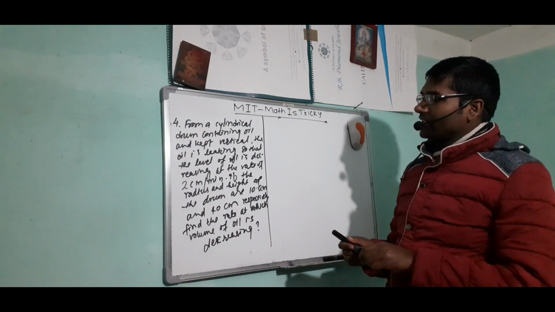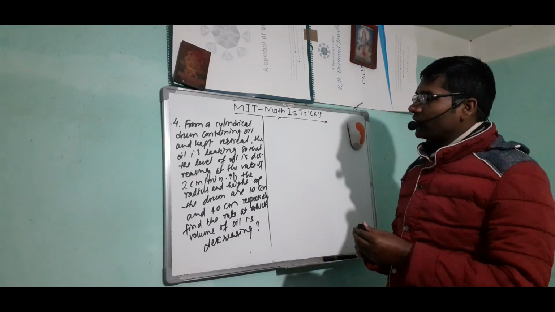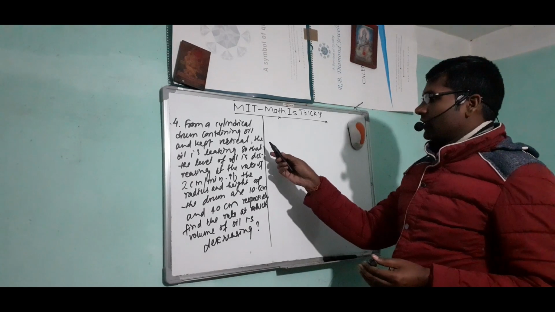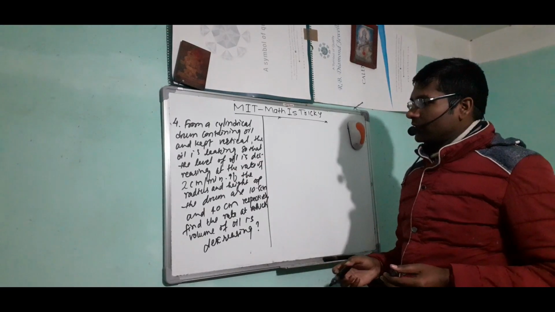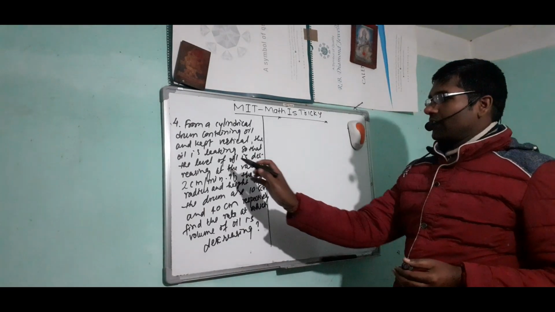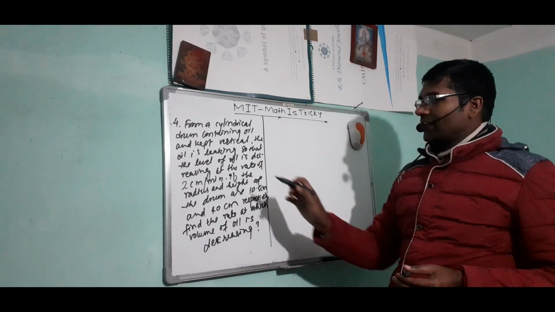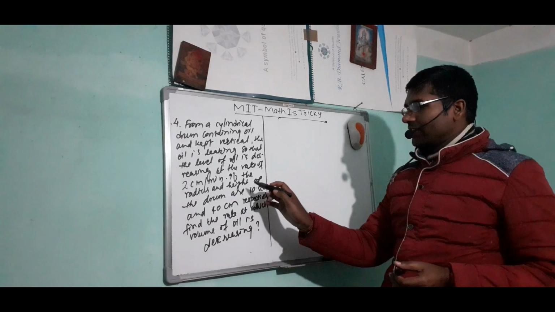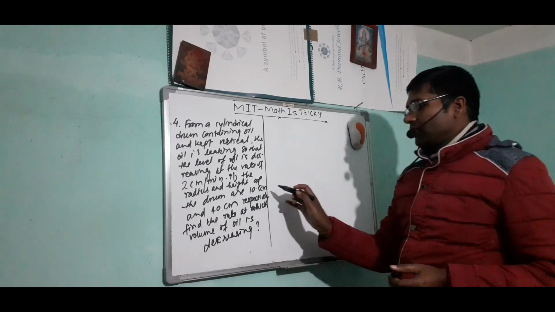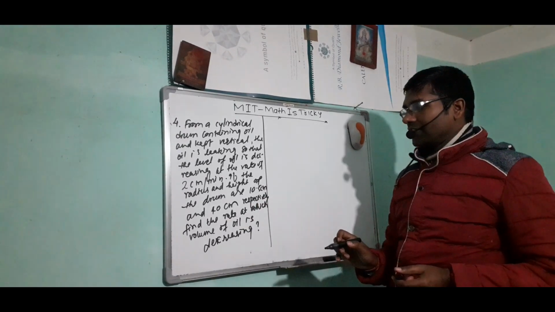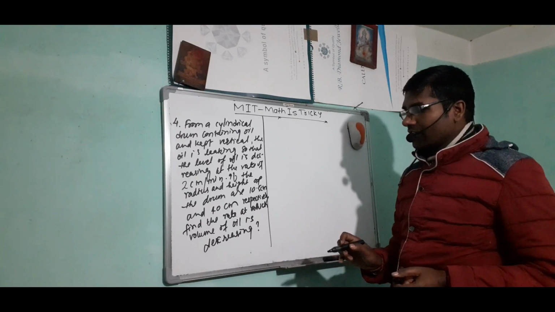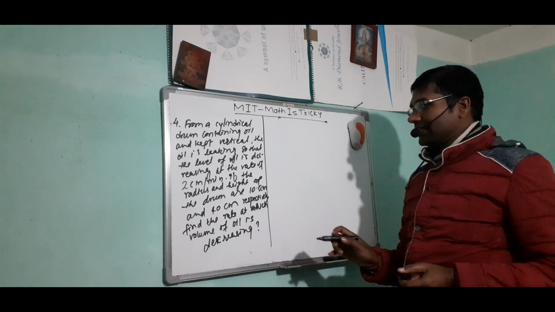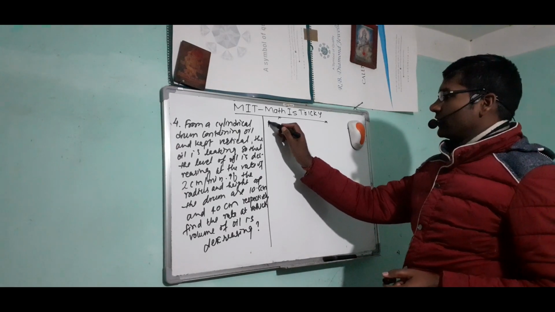Question number 4. The problem is here. From a cylindrical drum containing oil and kept vertical, the oil is leaking, so that the level of oil is decreasing at the rate of 2 cm per minute. If the radius and height of the drum are 10.5 and 40 cm respectively, find the rate at which volume of oil is decreasing. Okay, so question number 4.